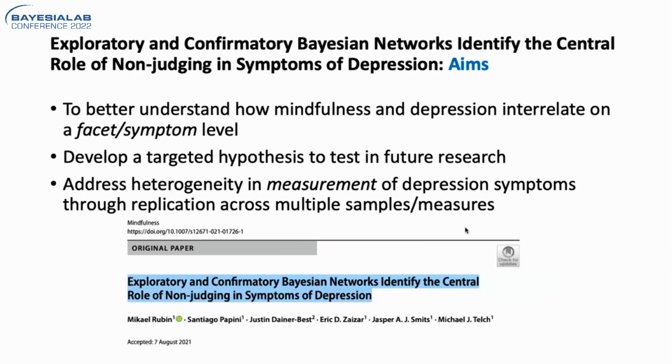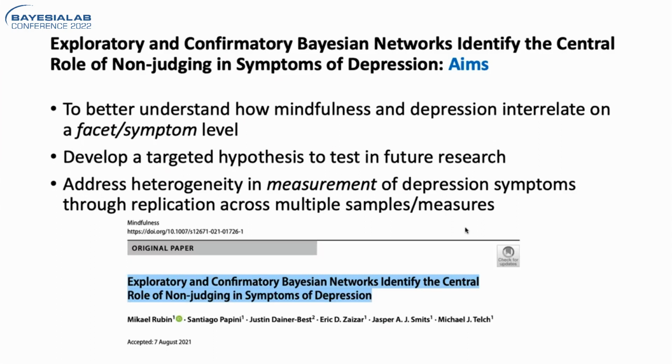So the aim of the paper that I'm going to be talking about was really to understand how mindfulness and depression interrelate on a facet or symptom level. So some folks have started to look at facets of mindfulness and just a sum score of depression, but I spent quite a bit of time talking about how heterogeneous depression is. And so really thinking about, are there specific symptoms of depression that might be more relevant to think through when you're considering a mindfulness-based intervention?